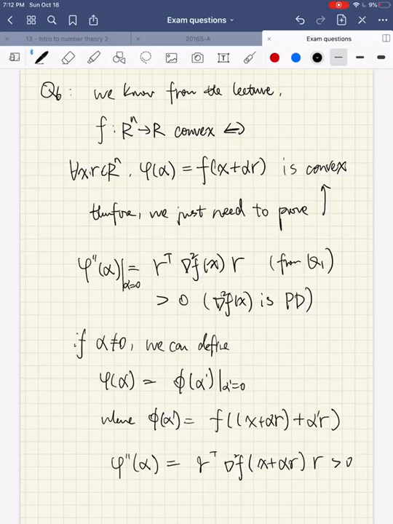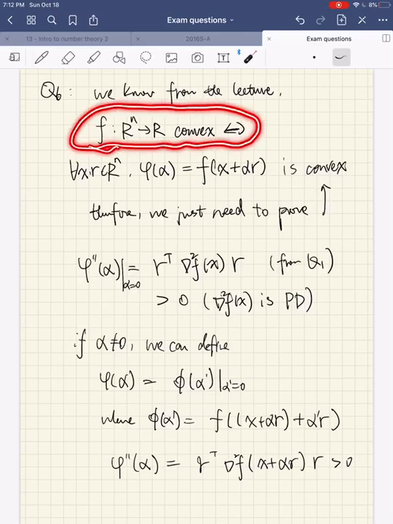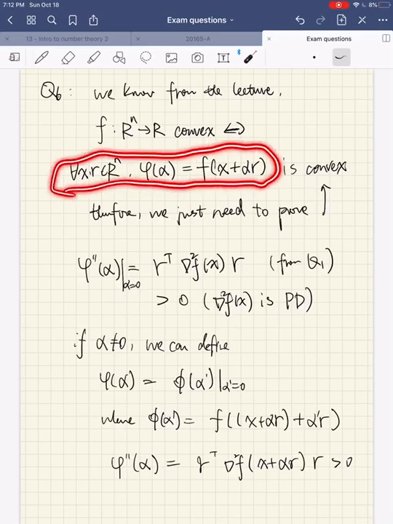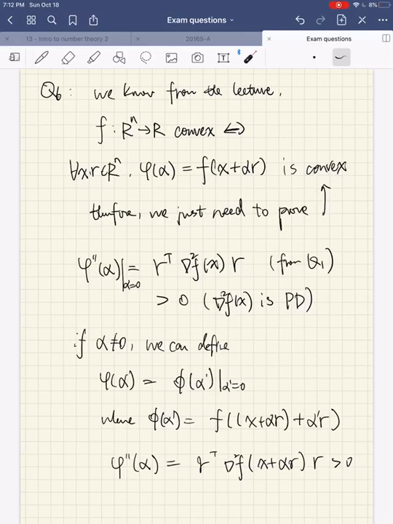Okay, so now we have question 6. First of all, we know from the lecture that if a function of dimension n is convex, then from any line and any point, like from any direction, from any point, if you draw a line which makes a one-dimensional function, if you can prove all of them are convex, then the original function is convex. So we'll just focus on proving the second part.